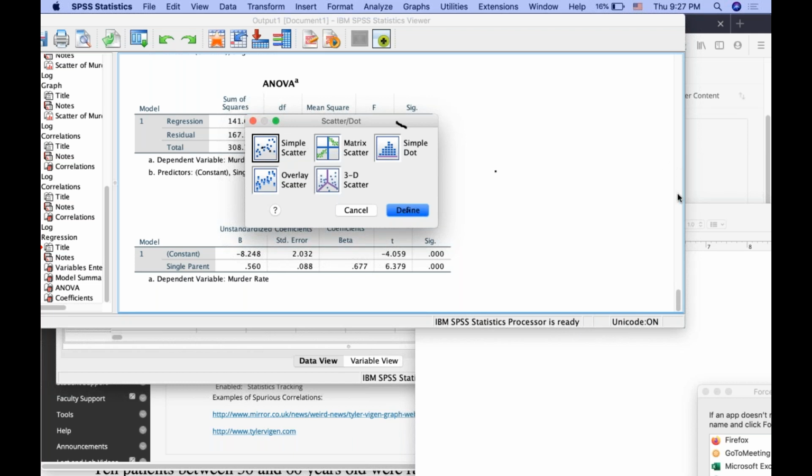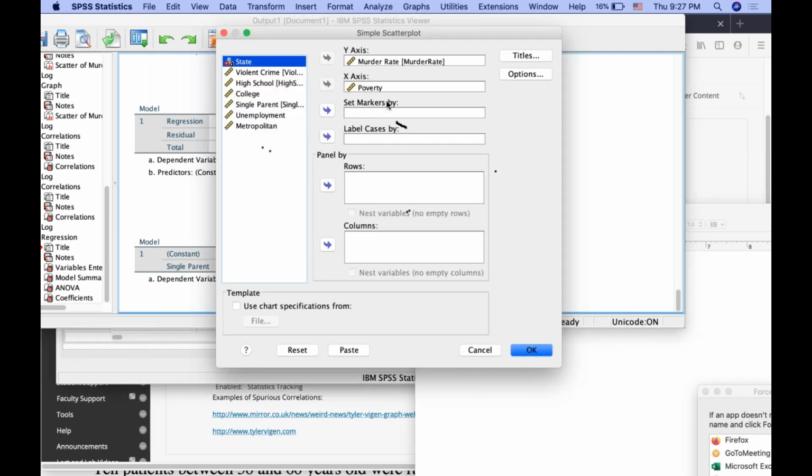Oh, I know why it's doing this. I screwed this up again. I picked out poverty instead of the single parent household. That's why the numbers are coming out that way. So single parent household goes on the x-axis. I'll do this again.